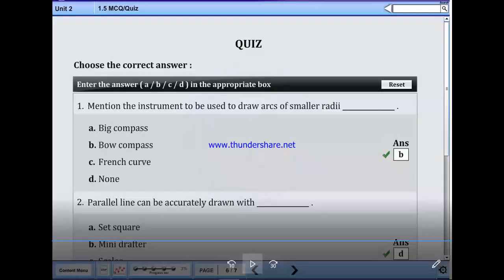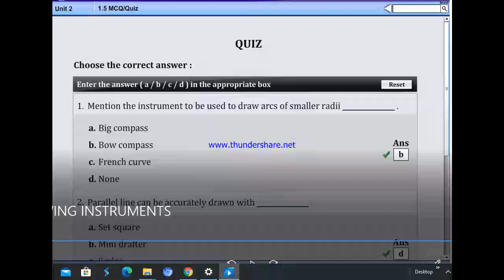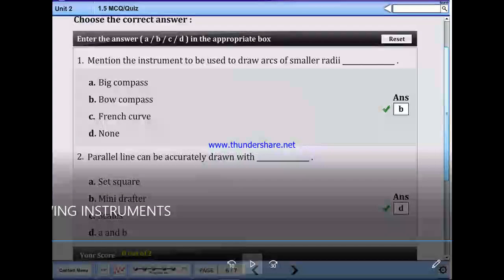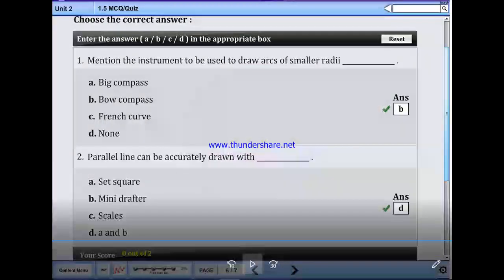Now second question, parallel line can be accurately drawn with set square, mini drafter, and scales. A and B. So here we can use mini drafter and scales.